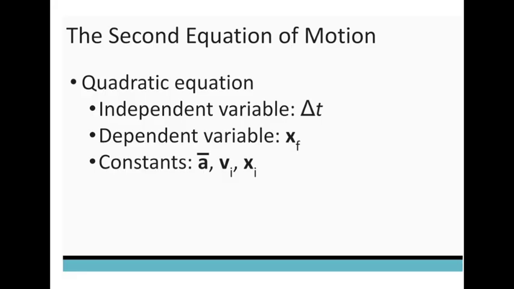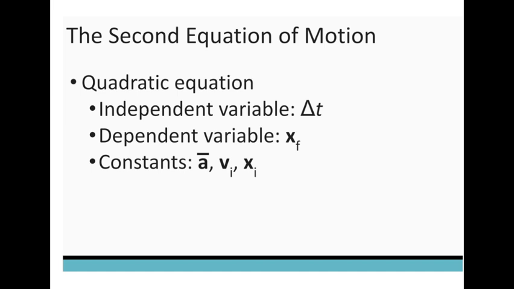And so there will be times when it creates a quadratic. Not always, but sometimes. In the second equation, your independent variable is your change in time. Your dependent, what you're solving for, is your final position. You have some constants in there. Your average acceleration is going to be a constant. Your initial position is going to be a constant, and your initial velocity is going to be a constant in that equation. All right? And so when we set these up, that's kind of what can happen there.